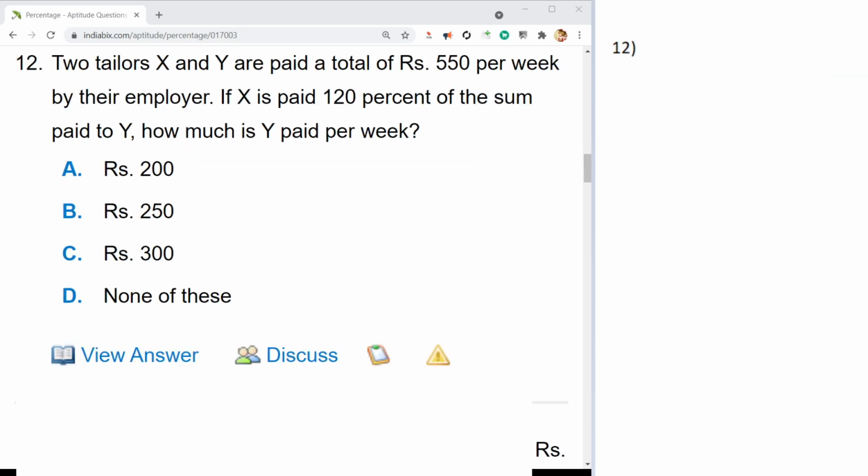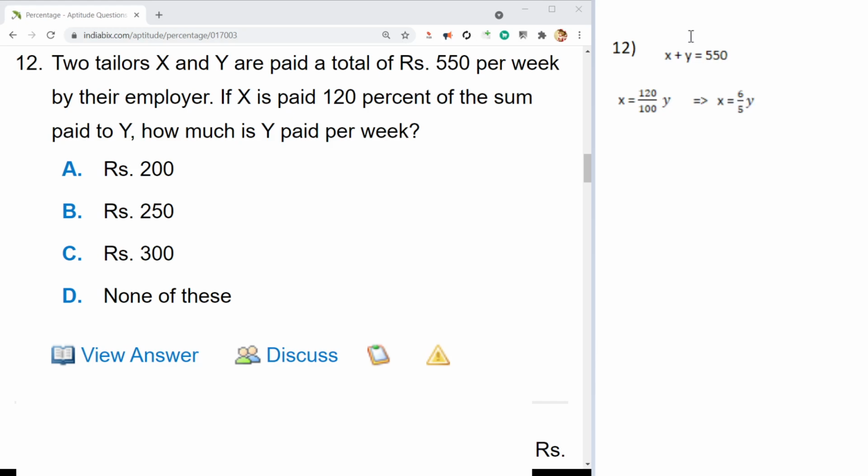Option A is correct. Let's see problem number 12. Two tailors, X and Y, are paid a total of 550 per week by their employer. If X is paid 120% of the sum paid to Y, how much is Y paid per week? Initially, two tailors are there. They are paid a total of 550. That means X plus Y equals 550. If X is paid 120% of the sum paid to Y, that means X is equal to 120 by 100 into Y. Implies X equals 6 by 5 into Y.